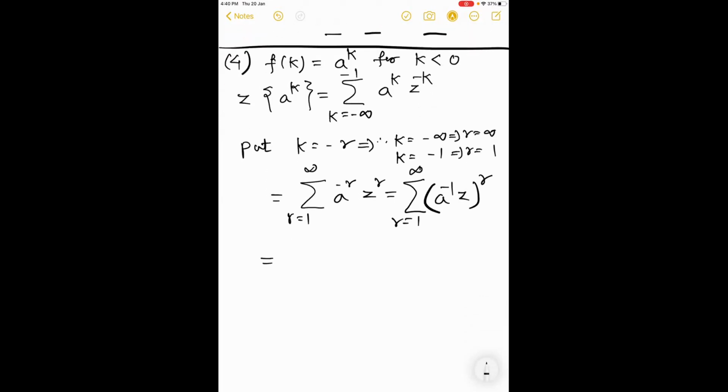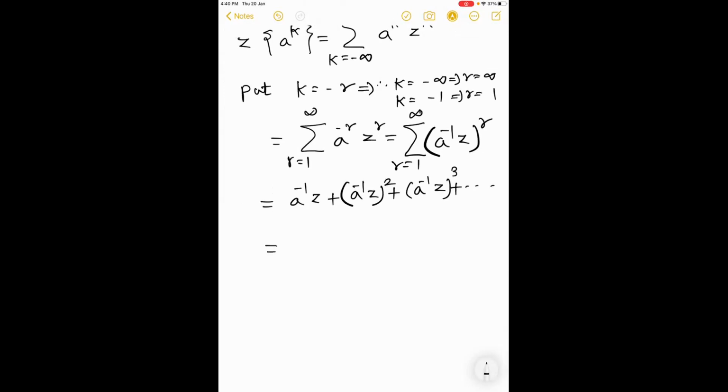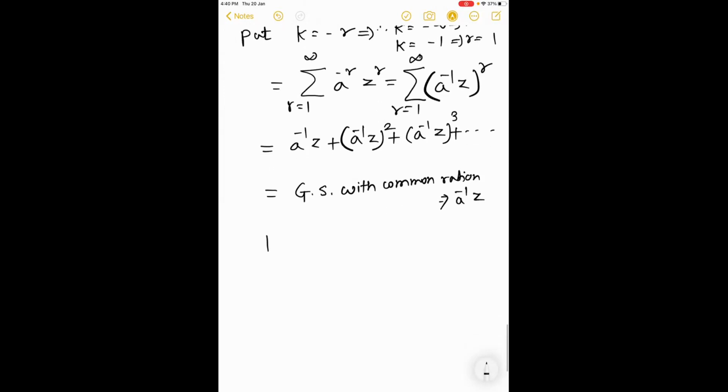That means if I put r is equal to 1, I'll get the first term. If I put r is equal to 2, I'll get the second term. If I put r is equal to 3, the third term, and like that. So once again, can you identify this as the geometric series with common ratio as a raised to minus 1 into z? And the first term is also the same. First term is a raised to minus 1 into z.